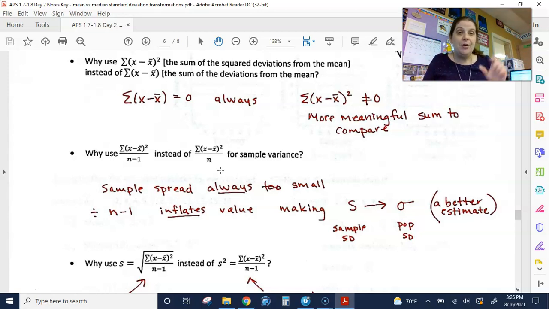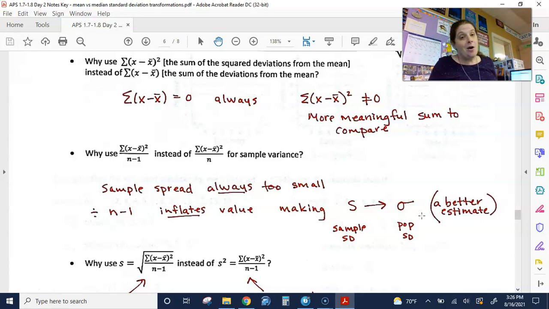Standard deviation works like that too. It's always a little too small. So since I know it's going to be a little too small, I'm going to divide by n minus 1 instead of n, because n minus 1 is a little bit smaller. And when I divide by a number that's a little bit smaller, it gives me a value that's a little bit bigger in a fraction. And if my quotient is a little bit bigger, then my standard deviation is inflated just a little bit. And what that does is make my sample standard deviation calculation closer, or a better estimate, to what the true population standard deviation probably is.